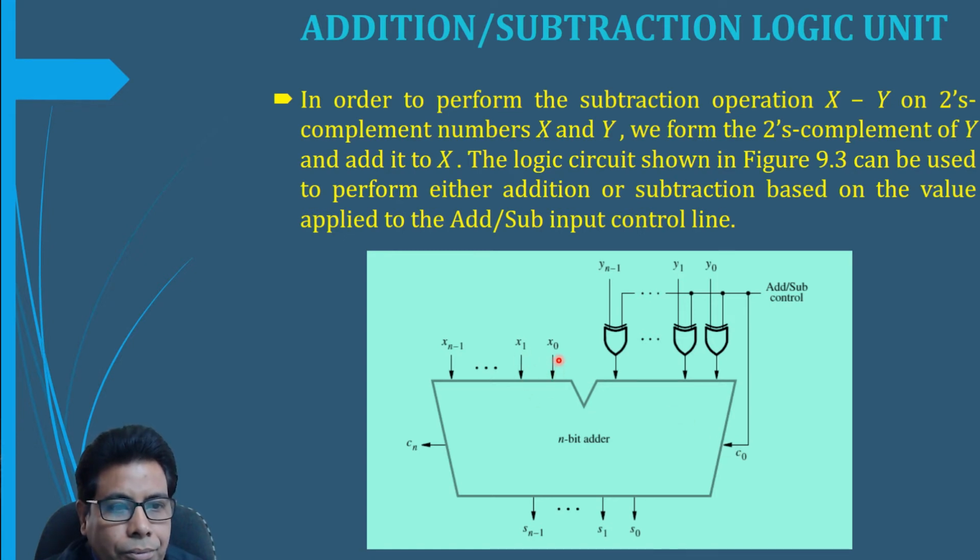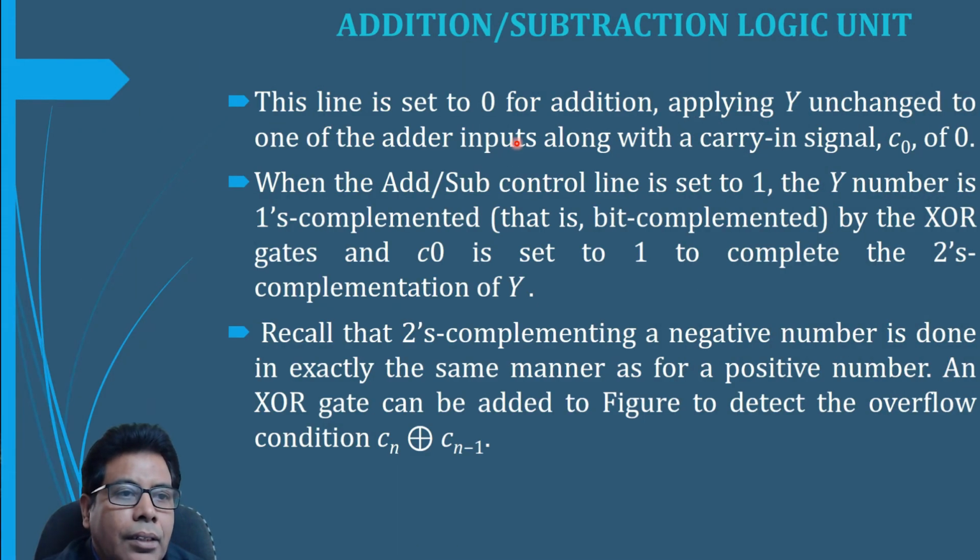And here we have x0, x1, xn minus 1. These are other inputs, and these are the y inputs along with the add sub control. And this is the n bit adder. The output will be the sum here, s0, s1 up to sn minus 1, and finally we get the carry out cn. So if you look at this, the line is set to 0 for addition. Applying y unchanged to one of the adder's inputs along with the carry in signal c0 of 0. So when we make the line 0, it will perform the addition.